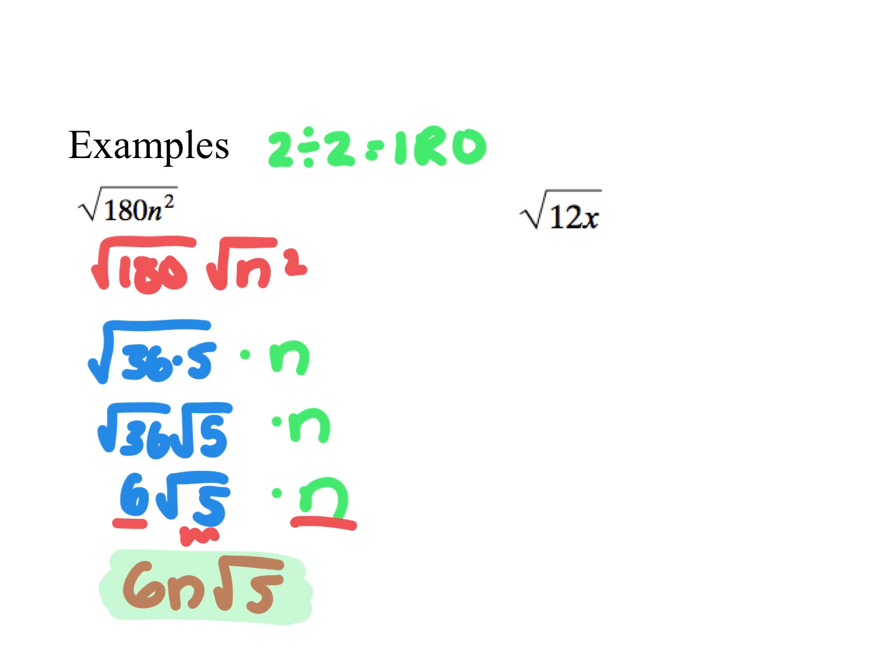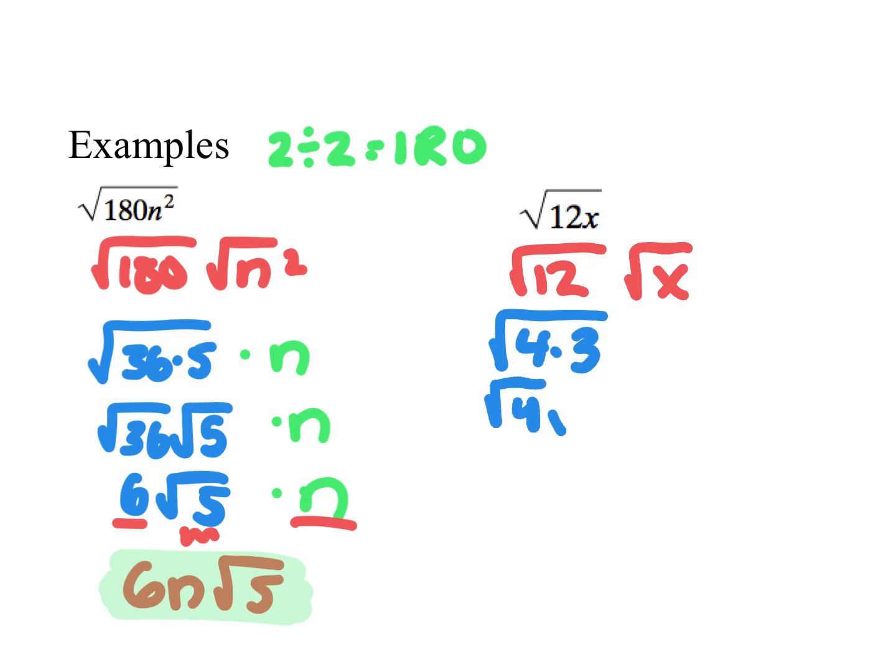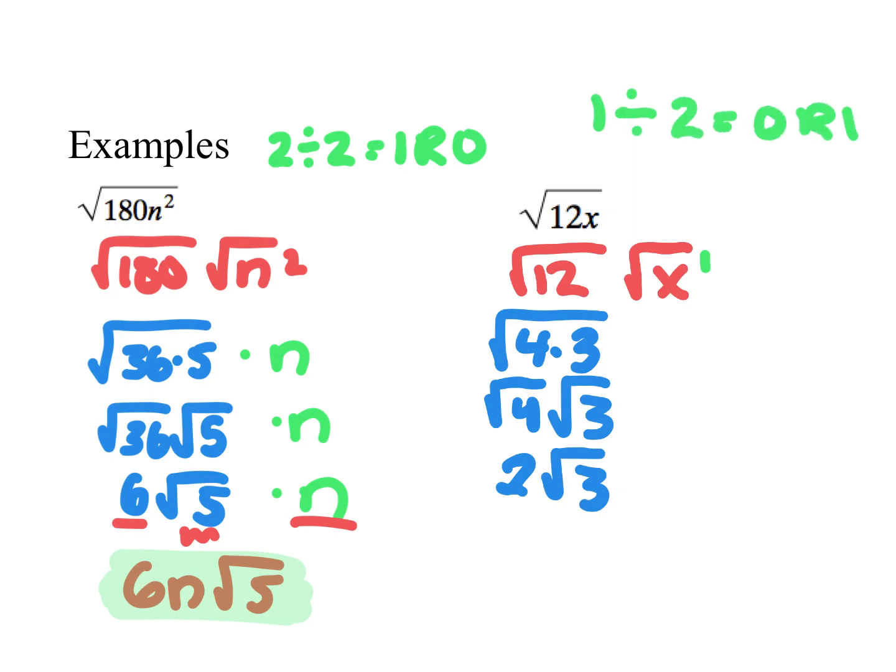For the other example, I again separate it. So it becomes radical 12 times radical x. The biggest perfect square that divides into 12 is 4. So it becomes 4 times 3. So it's radical 4 times radical 3, which gives you 2 root 3. And for radical x, there's a coefficient, or an exponent, of 1. And 1 divided by 2 is 0, remainder 1. So it's just going to stay as 1 x inside. So it just stays as radical x.